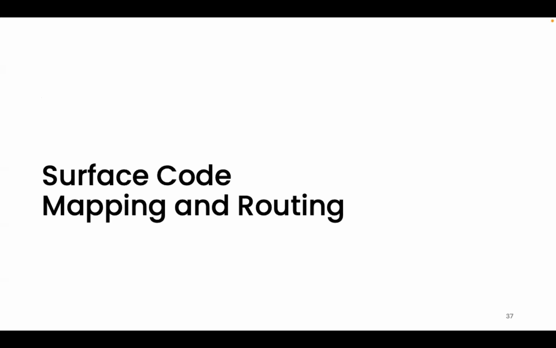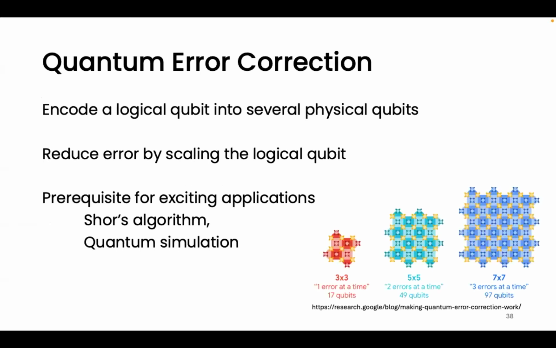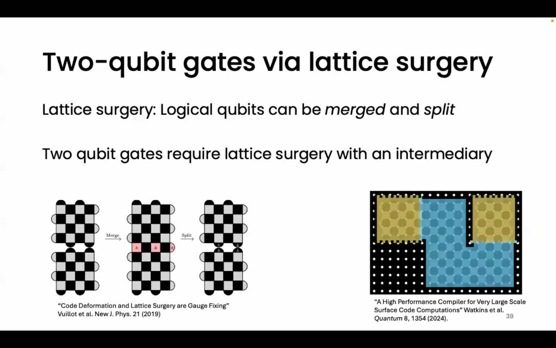Talk about now a different qubit mapping and routing problem. Okay, so we've seen this information before. Quantum error correction is the idea that you can encode one logical qubit with many physical qubits, and that will reduce your error, and the bigger you make it, the smaller the error. And this is something that we need in order to do the really exciting quantum applications like Shor's algorithm and simulation of quantum systems. Okay, and so the question is, how do we actually perform operations on these encoded qubits?